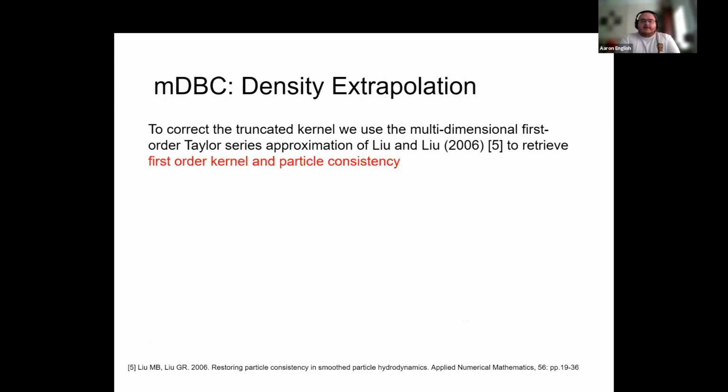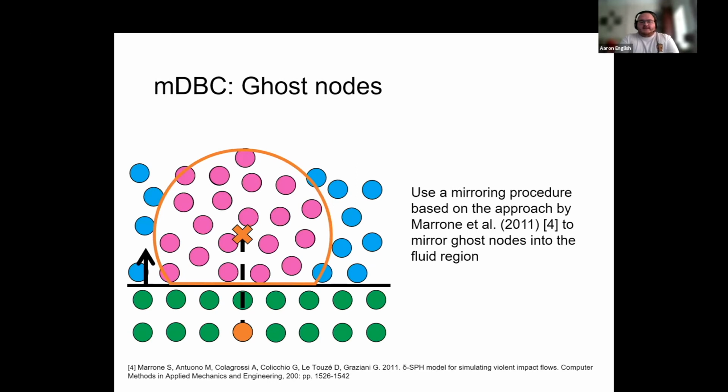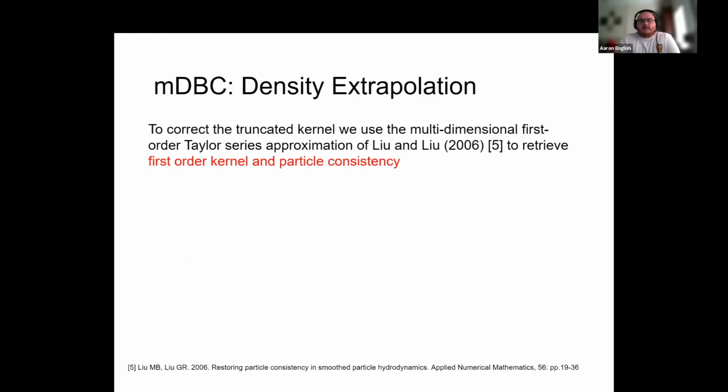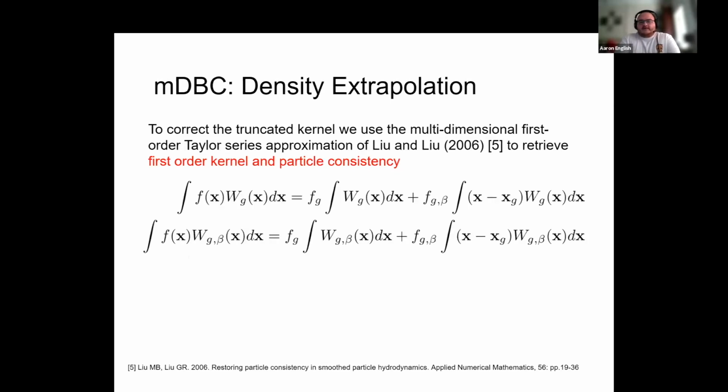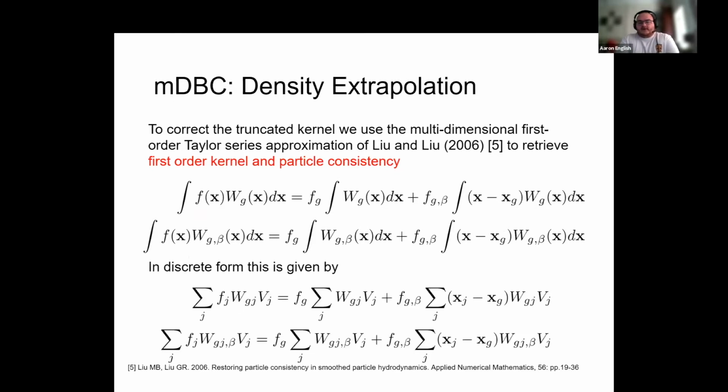At that ghost node, as you can see, this summation is truncated because we've got the boundary next to it. To fix that, we use the approach of Liu and Liu to retrieve first order kernel and particle consistency. This involves forming these equations. This is going to be 4 equations and 4 unknowns. In SPH form, the equations look like this.